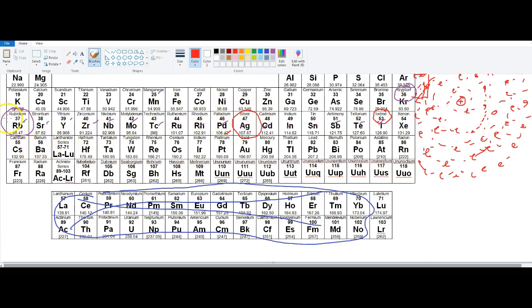Starting over here, we're going to go 1, 2, 3, 4, 5, 6, 7, 8, 9, 10, 11. So there's 11 in silver. Call it a day. Nothing else you have to do except count from the left to the right once you find the element. Okay? All right.